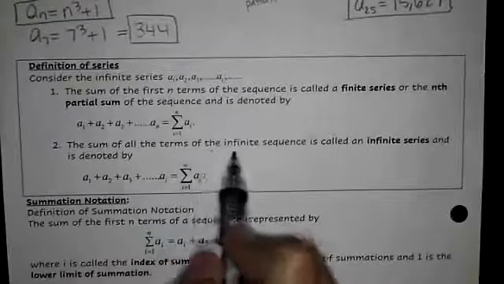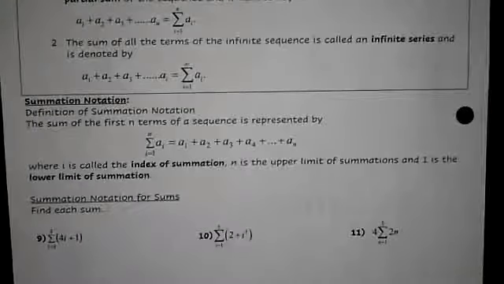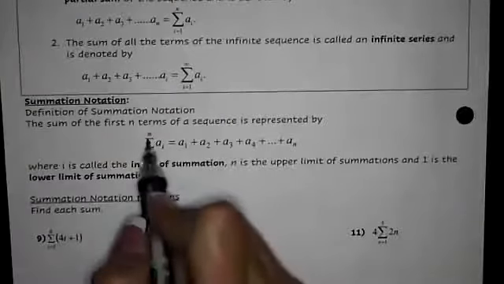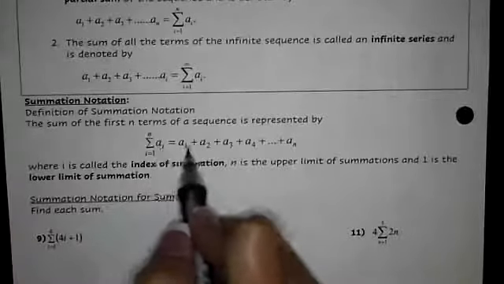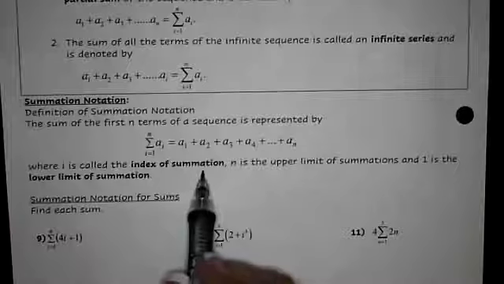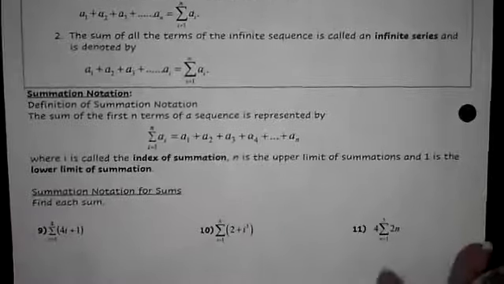Now, the sum of all the terms in an infinite sequence is called an infinite series and is denoted by this right here. So it's going up to infinity since it goes on forever. All right, so again, with that summation, the sum of the first n terms of a sequence is represented with that notation there. We've got the sigma starting at 1, going to n of this sequence. We would add each one of those terms together. The I is called the index of summation, n is the upper limit of summation, and 1 is the lower limit of the summation. And that sounds really complicated, but it's really not that complicated.